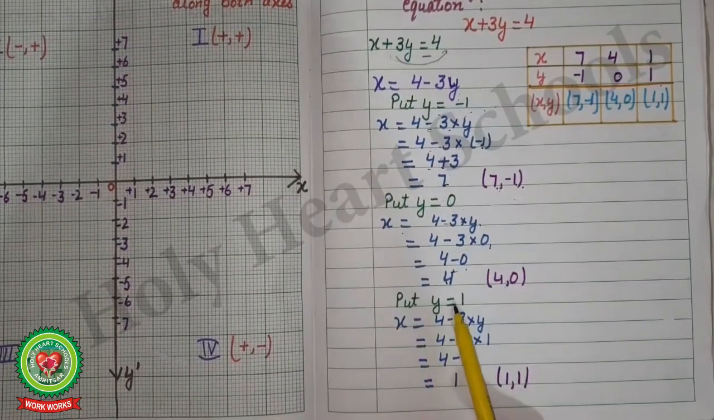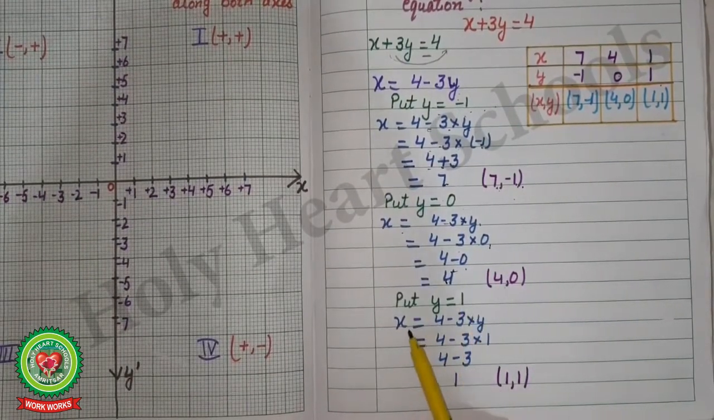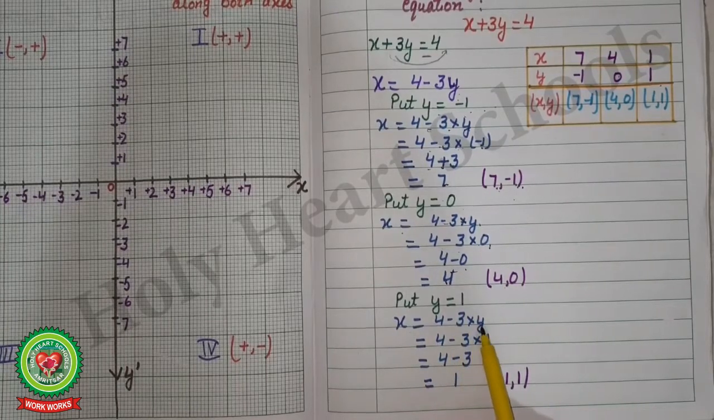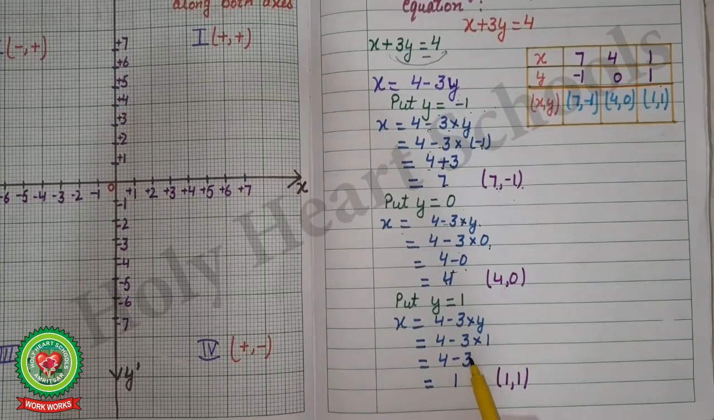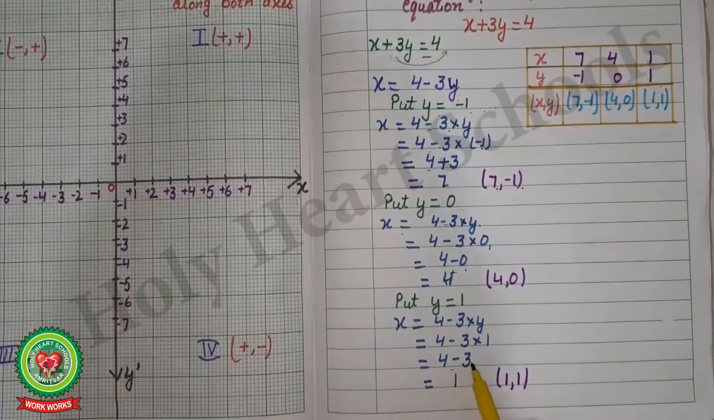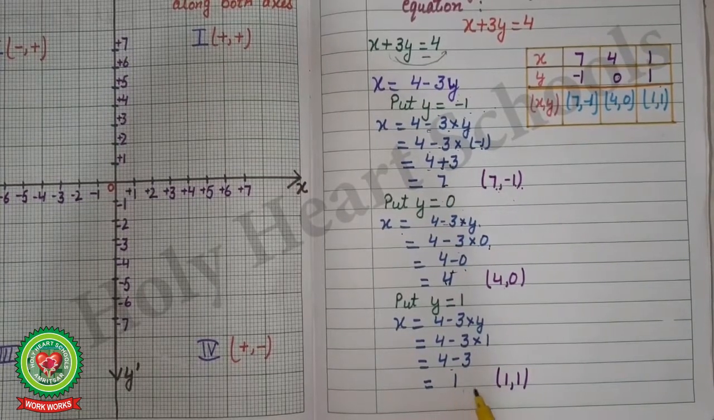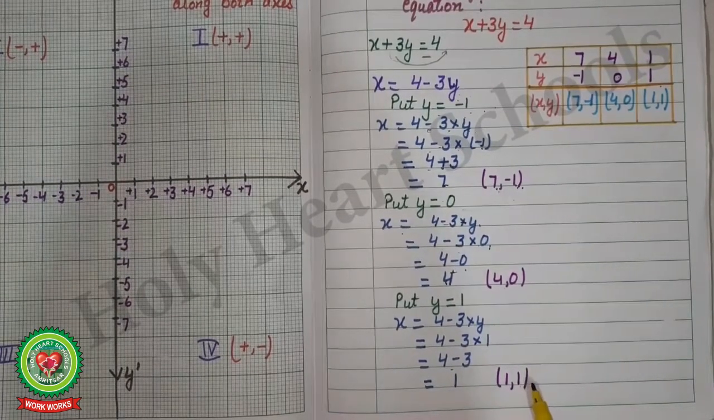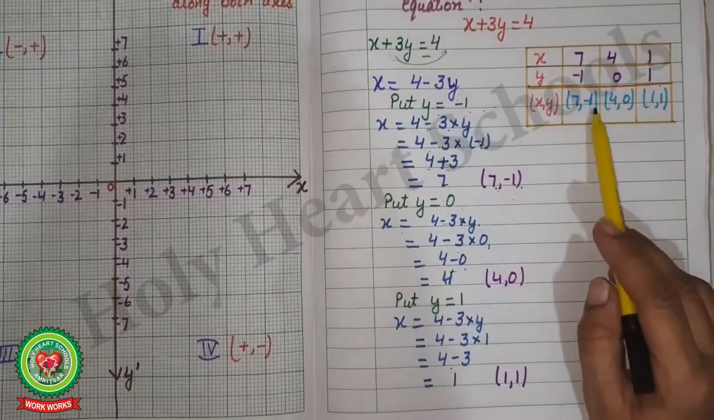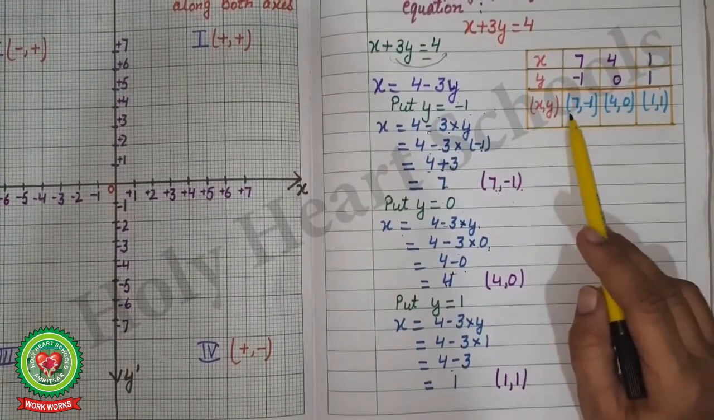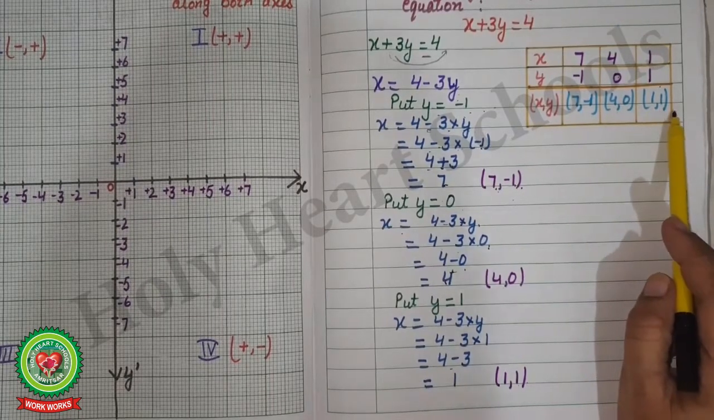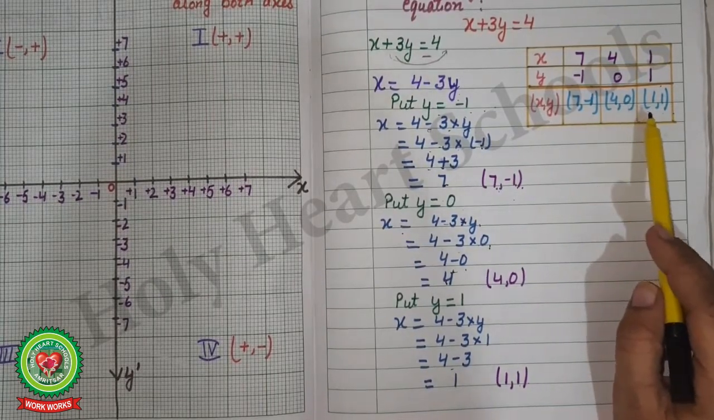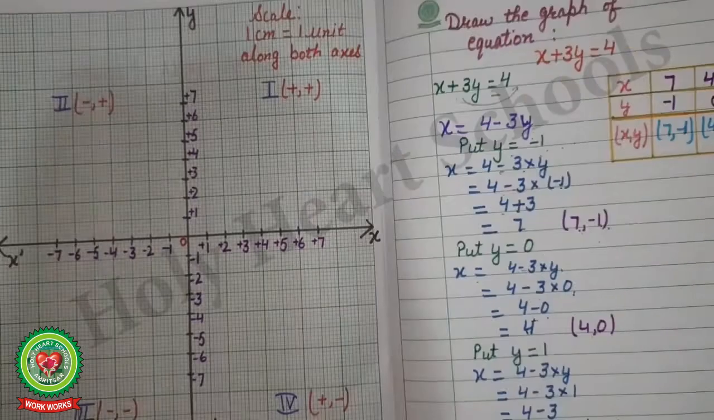Now last, put y is equal to 1. x is equal to 4 minus 3 multiply y. 4 minus 3 multiply 1. 3 ones are 3. So 4 minus 3 is equal to 1. So coordinates are 1, 1. So students, we have three ordered pairs: 7, minus 1; 4, 0; 1, 1. Now we will plot these 3 points on the graph.